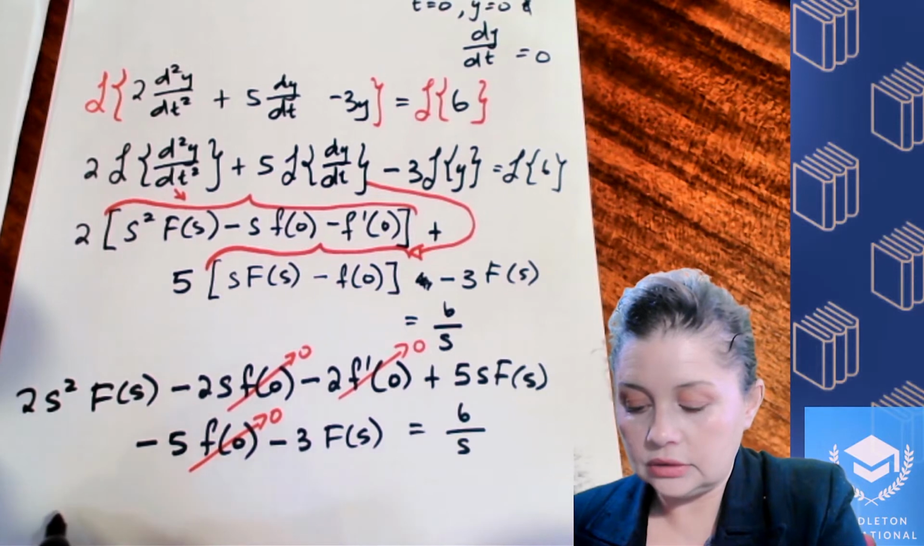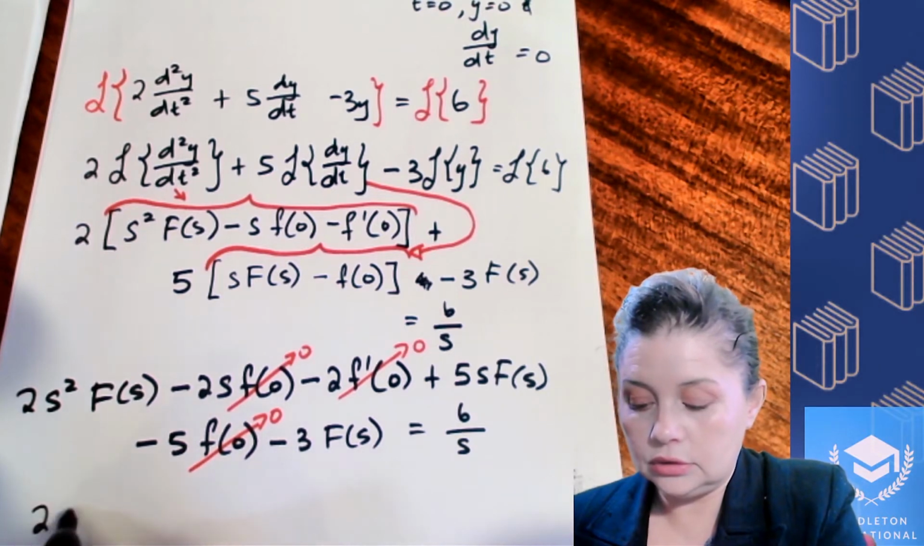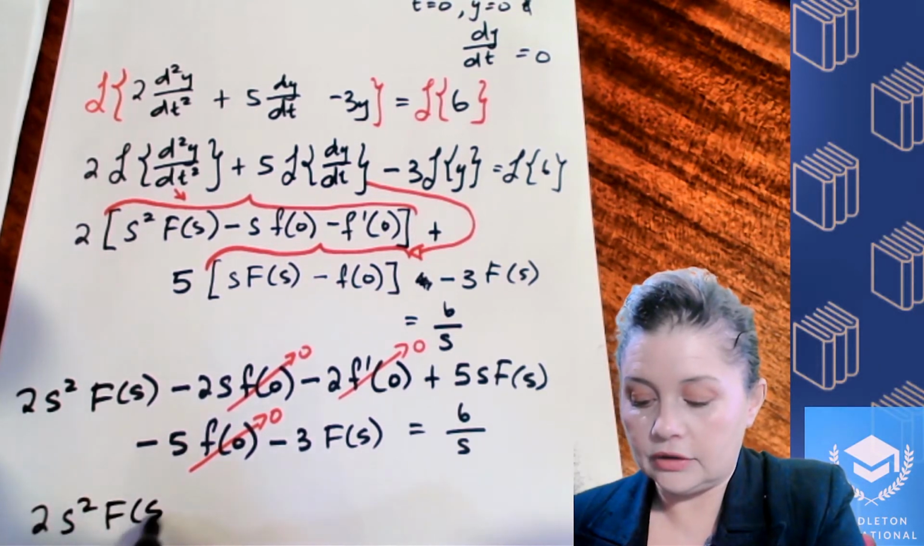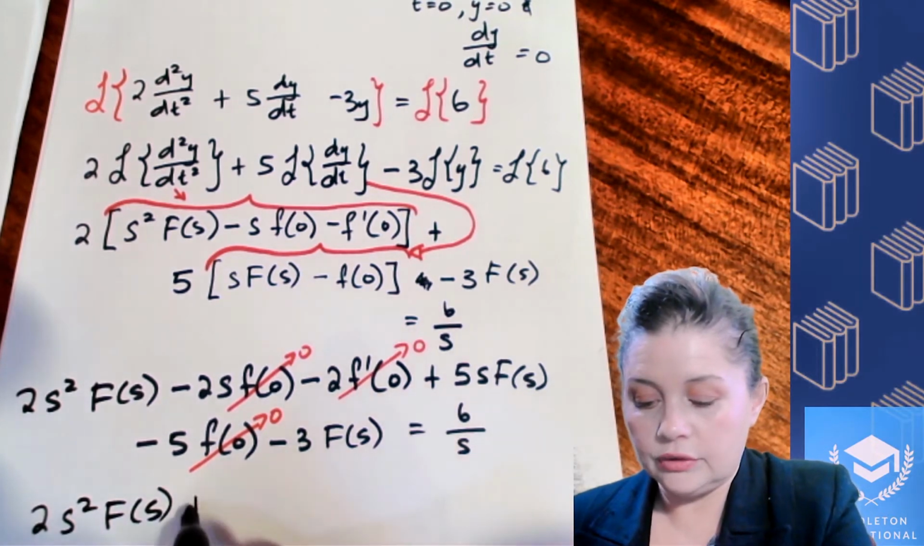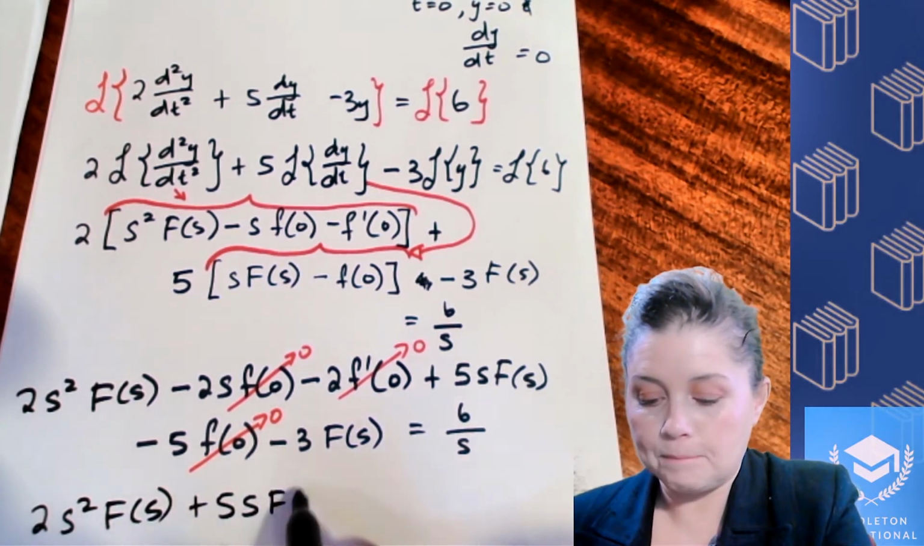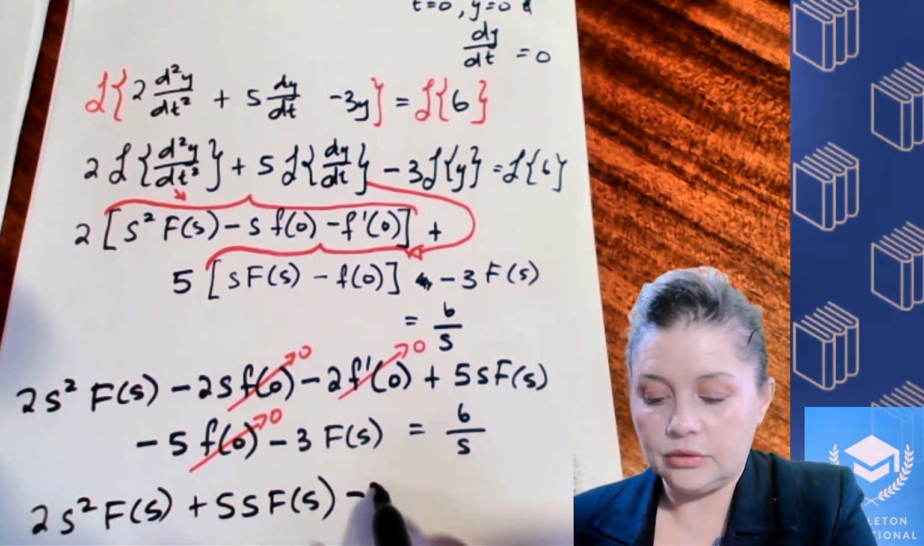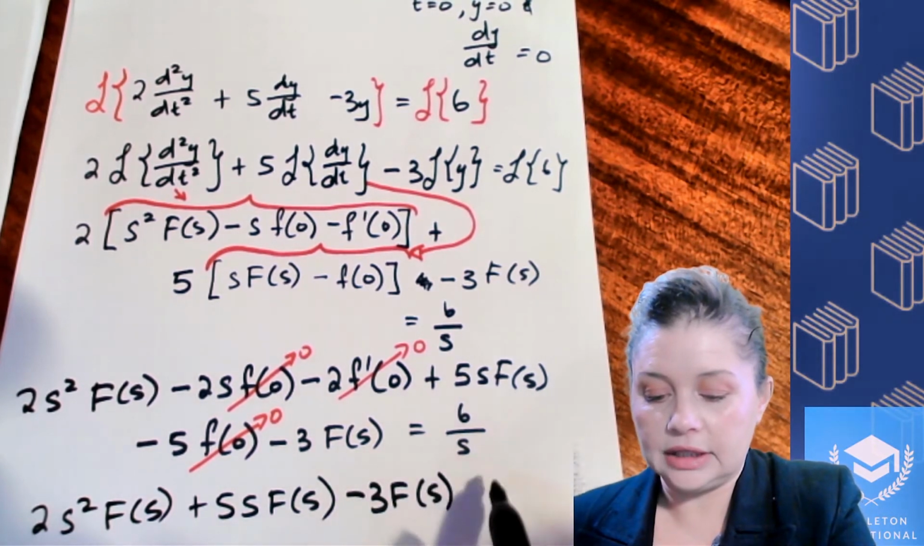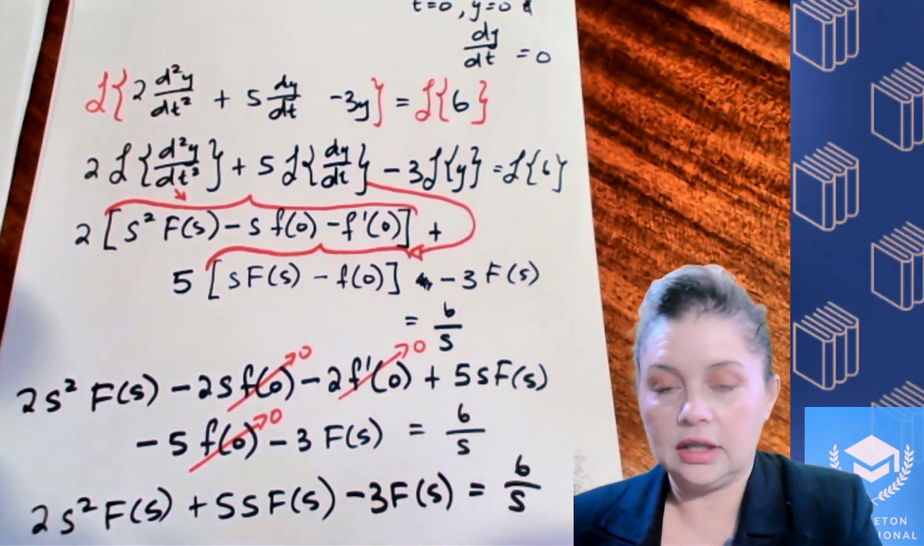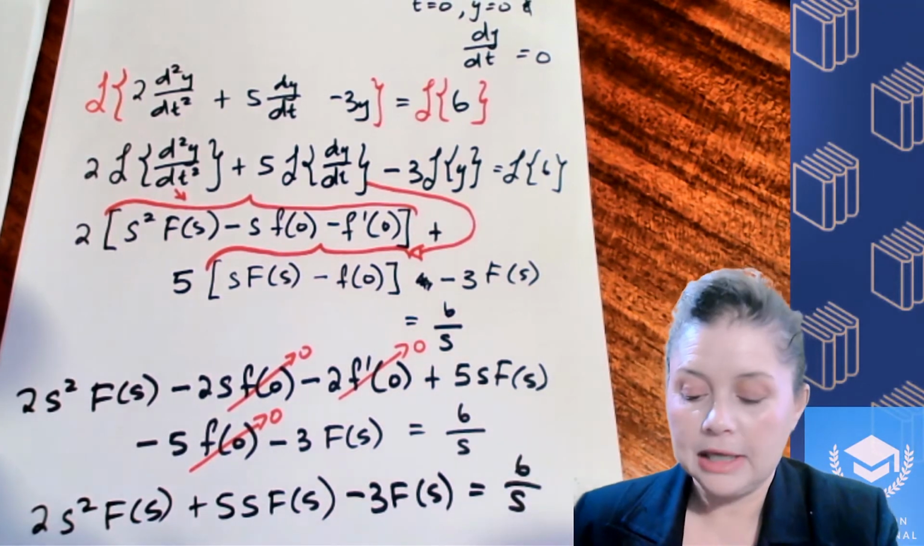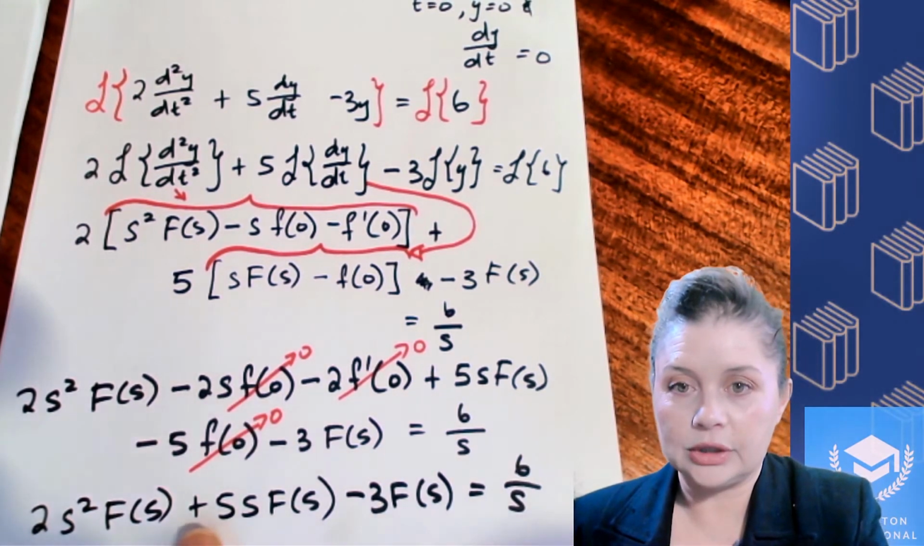is 2s squared F of s. We've got plus 5s F of s. And we've got minus 3F of s equals 6 over s. Right? So all of that simplifies to this equation here.